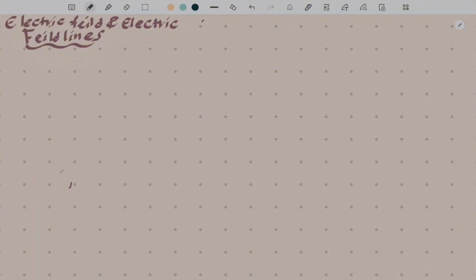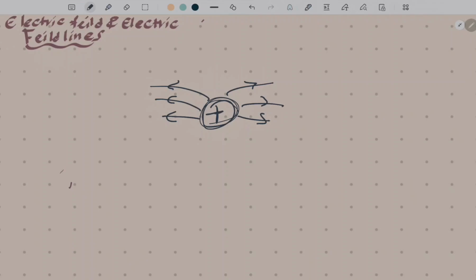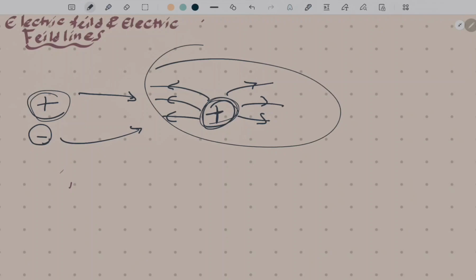So let's start. An electric field is a region in space where one charge experiences a force from another charge. If another charge, either positive or negative, ever comes close to this area around this charge, then it will feel a repulsion or an attraction force. Electric field lines are just the specific lines that make up the electric field. The closer together they are, the stronger they are, and the further apart they are, the weaker they are.